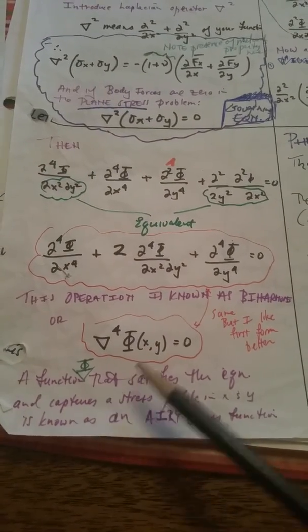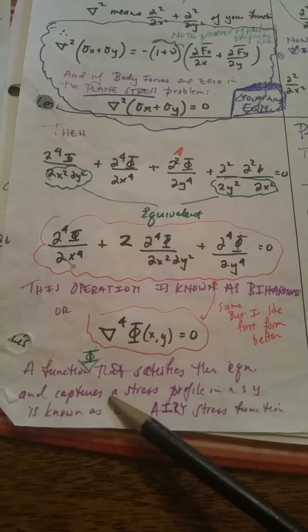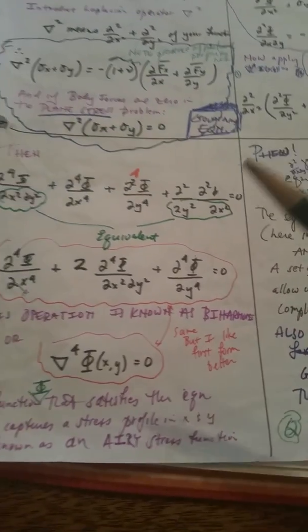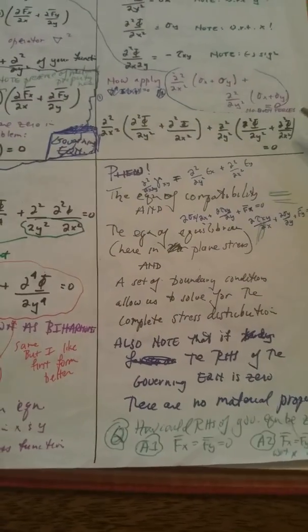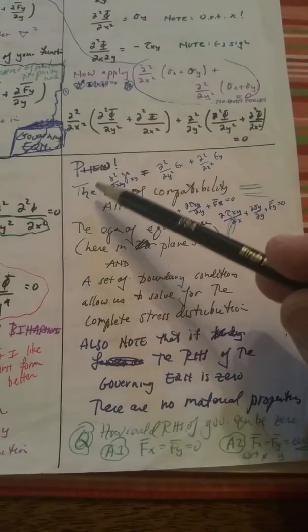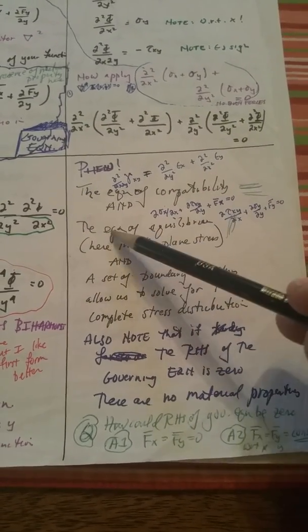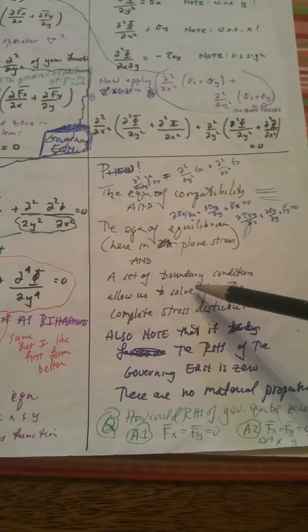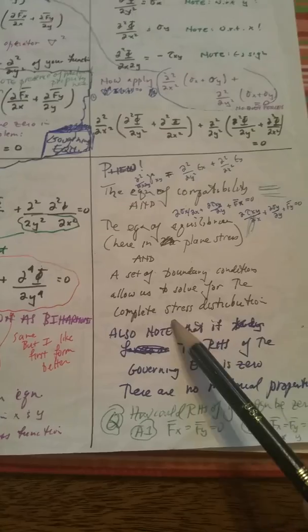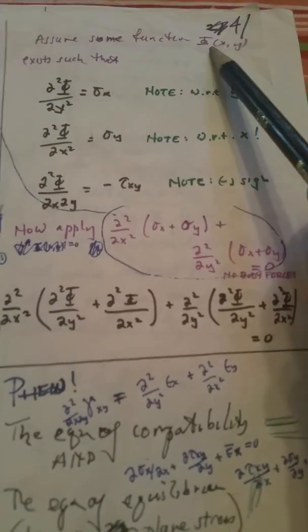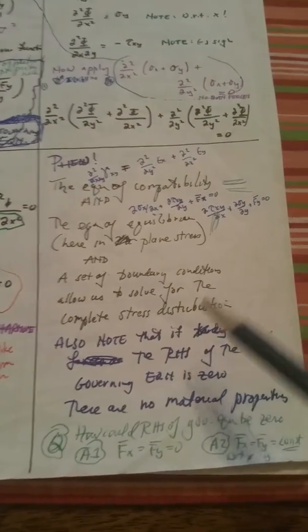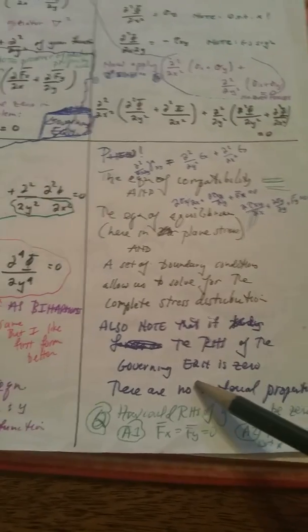And then, what is this magic function that does all of these incredible things? A function phi that satisfies this biharmonic, it's called the Airy stress function, and it was named after Professor Airy in the mid-19th century. So, the equation of compatibility and the equation of equilibrium here for plane stress and a specific set of boundary conditions allow us to get a complete full field expression. Remember, we're talking about a complete field for x and y. So we know the stress at any point.